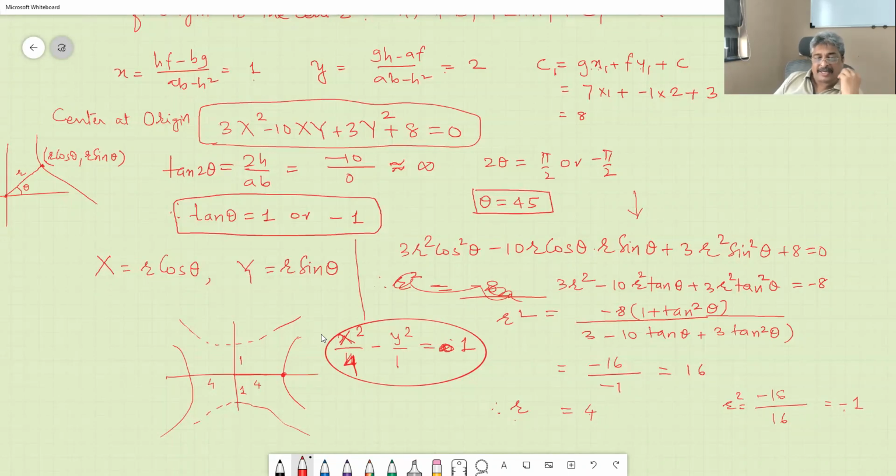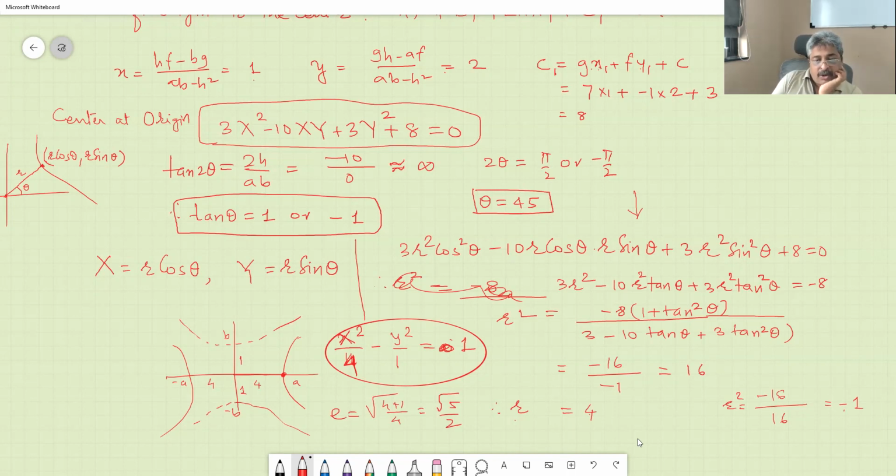You will arrive at exactly the same thing, and from here you can find out the eccentricity, which is radical 4 plus 1 upon 4, equal to root of 5 upon 2. This is your eccentricity. This is A, this is minus A, this is B, this is minus B. So you want length of latus rectum, you can find out.